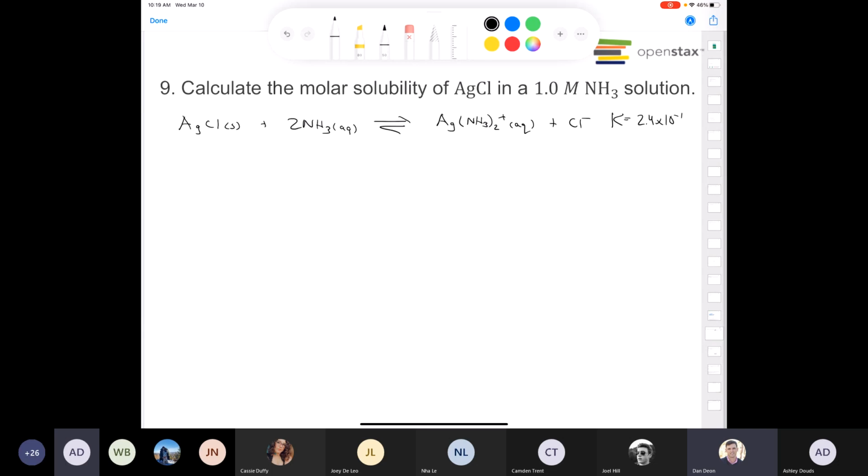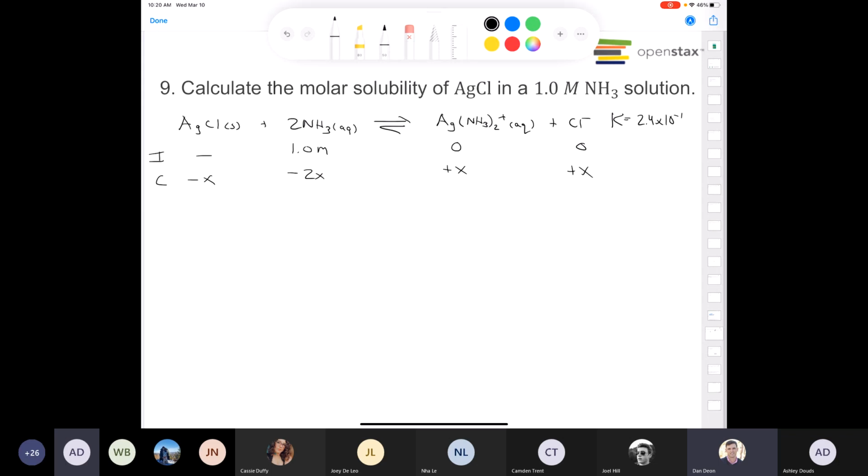Okay? We know that initially, we don't worry about the concentration of a solid. We're in 1 molar ammonia, so we have 1.0 moles per liter of this. We're going to say we have none of these. There's some kind of change where we're going to lose a certain amount of our silver chloride, right? That's what we're trying to determine, the amount of this that's going to dissolve. Now, if we lose X here, since the ratio is 1 to 2 for my silver chloride to my ammonia, I'm going to lose 2X here. I'm going to gain X here, and I'm going to gain X here, like that.